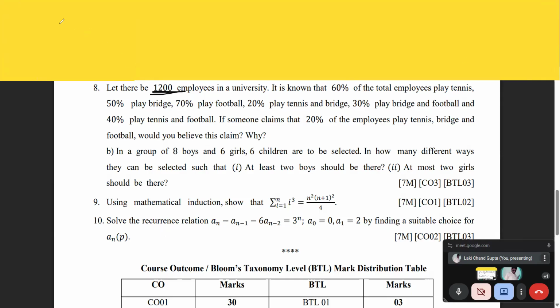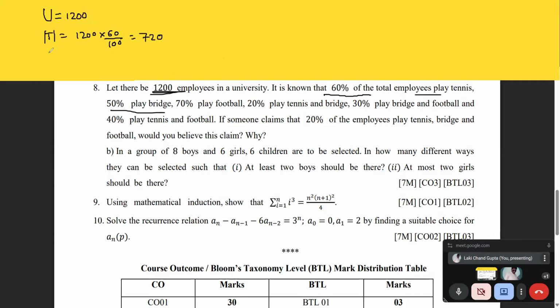How many total employees are in the university? 1200. It is known that 60% of the total number play tennis. So the number of persons playing tennis is 60%, which is 720.